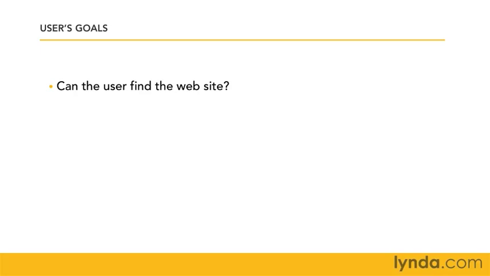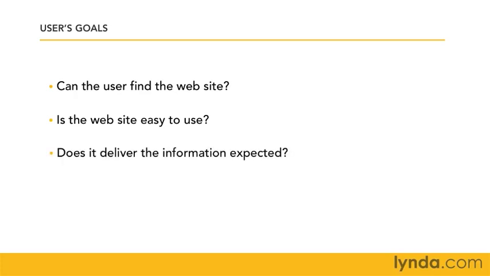Once they're at our site, is the website easy to use? Is the navigation intuitive? Is all the content grouped together logically? And does it deliver the information expected? So if they click on the About section, are they going to find out about the company or something else? Again, straightforward things that you just need to keep in mind because you'd be surprised at how many people don't do this.